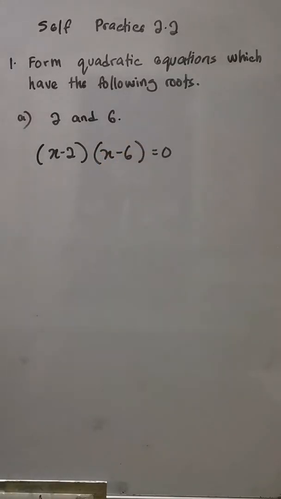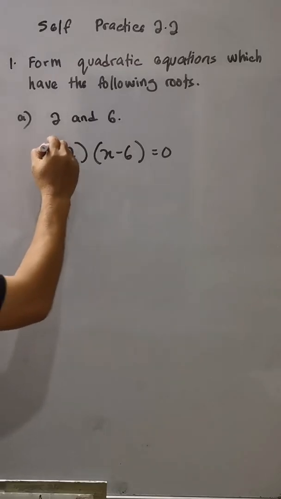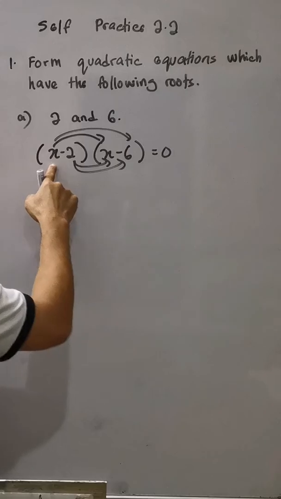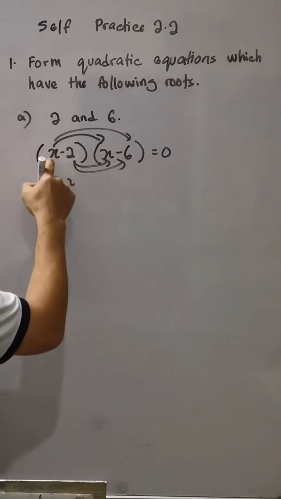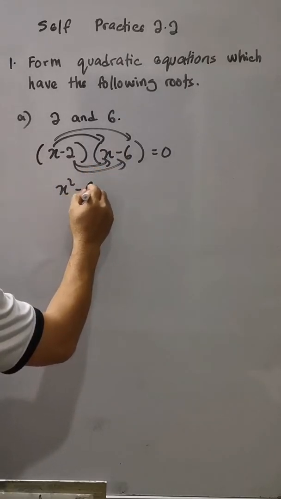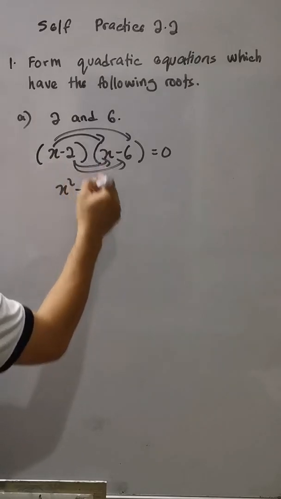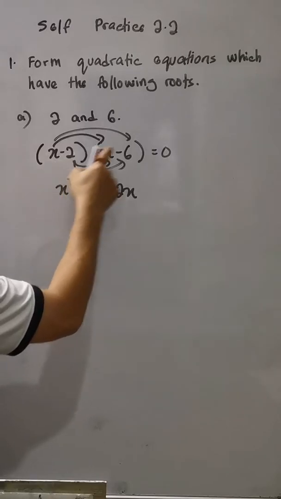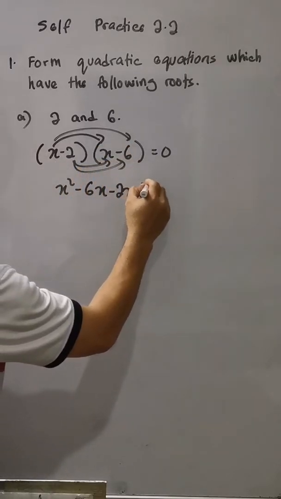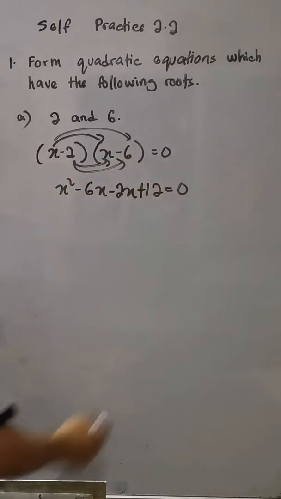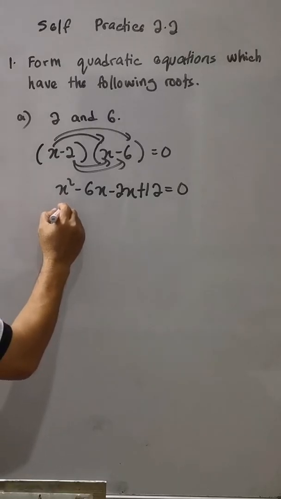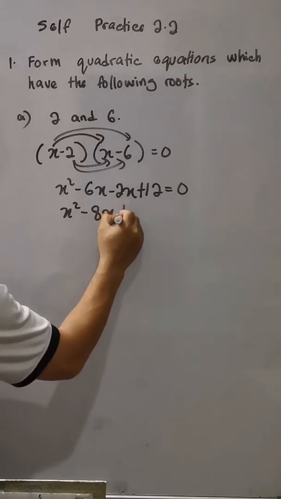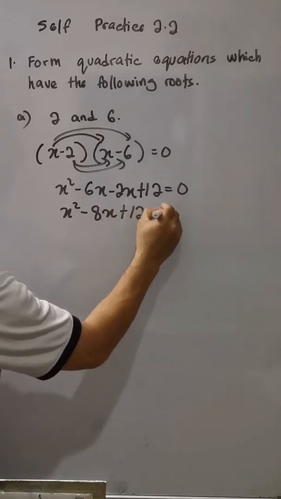Okay, then multiply each other. x times x, so x squared. x times negative 6, so negative 6x. Negative 2 times x will be negative 2x. Negative 2 times negative 6 will be positive 12, equal to 0. Simplify. So x squared minus 8x plus 12 equals 0.